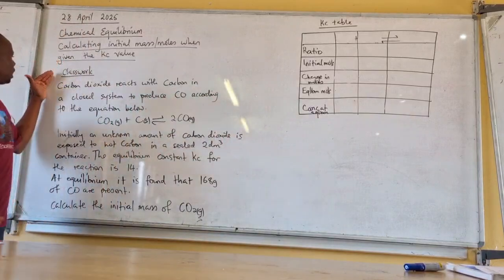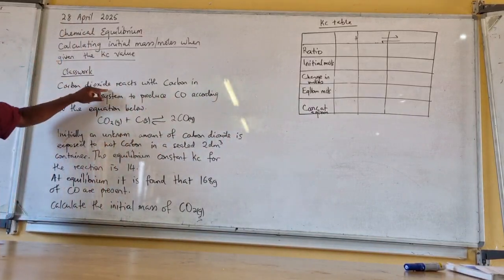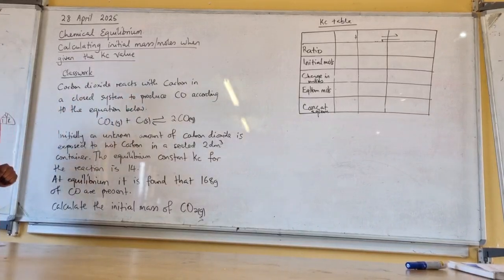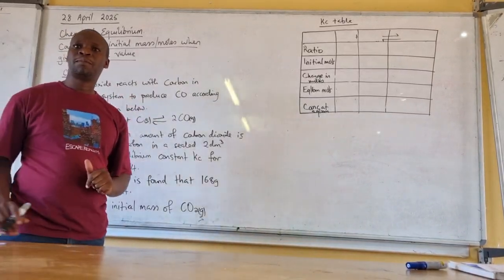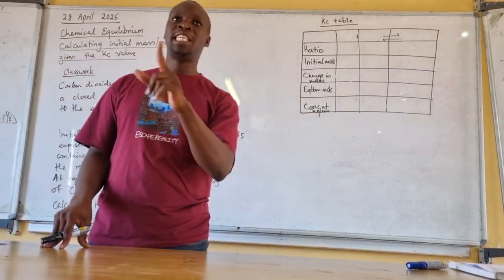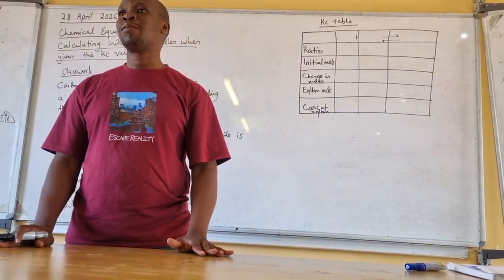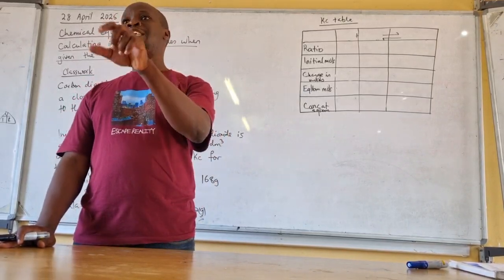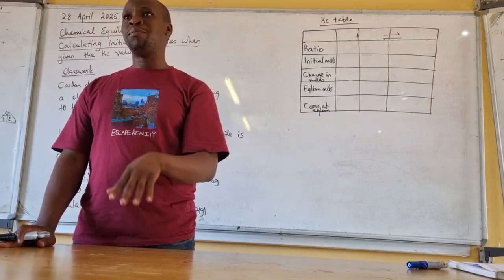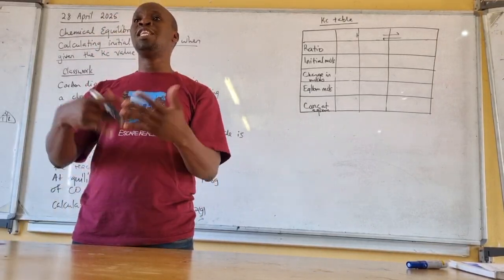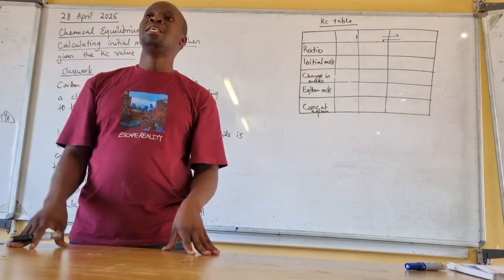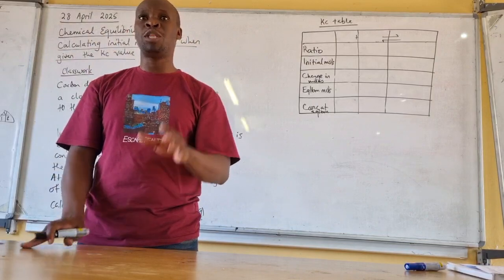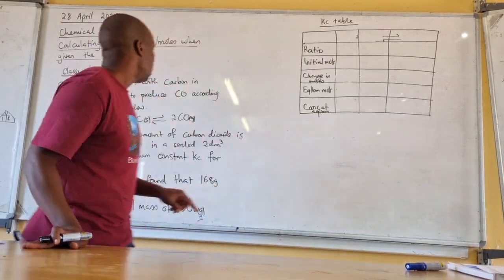Right. The question reads, carbon dioxide reacts with carbon in a closed system. Why a closed system? Why is the system supposed to be closed? For the reaction to be able to reach equilibrium. If it's not closed, then the gases will just diffuse out of the container. So it has to be a closed system for the reaction to reach equilibrium.